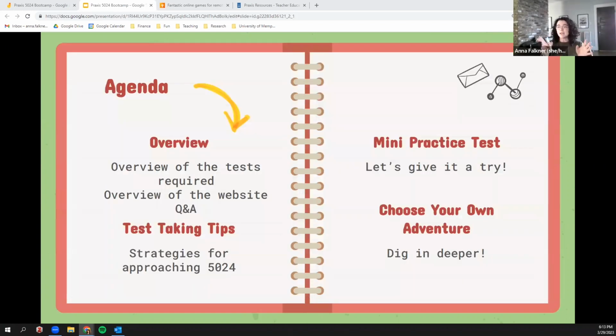So here's what we're going to do today. Dr. Perkins will take us through a little bit of the overview of the tests that are required and the website. If you have any questions for her, make sure you drop them in the chat. She'll be with us this evening. We're going to talk through the requirements of 5024, and then do some general test-taking tips and some specific ones for 5024. Then we'll do a mini practice quiz, and then what I call a choose your own adventure, which basically means you're going to pick something you're ready to dig into, review, and take some notes on tonight.